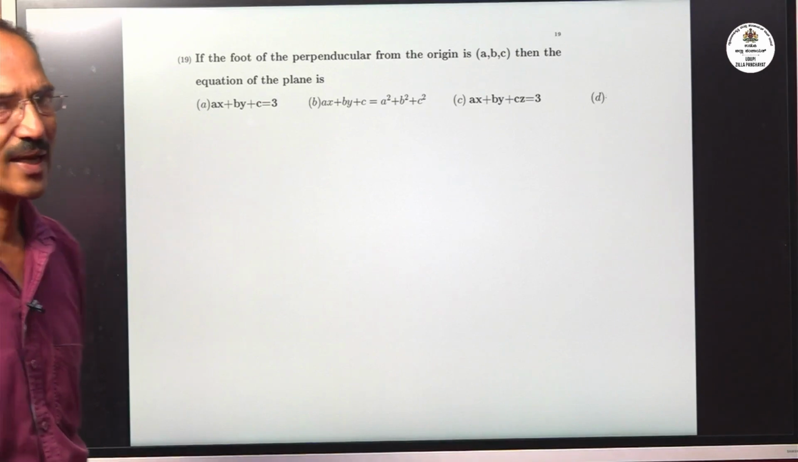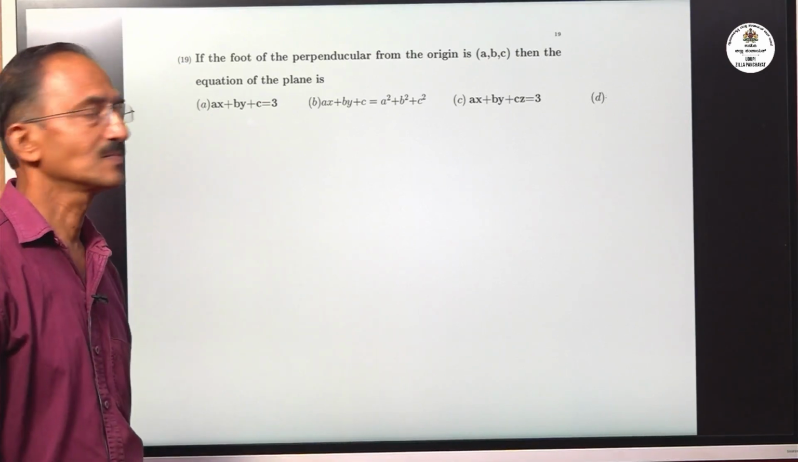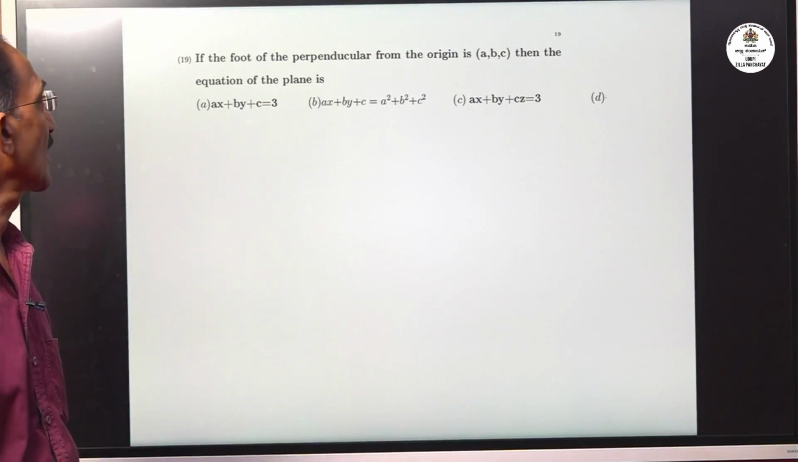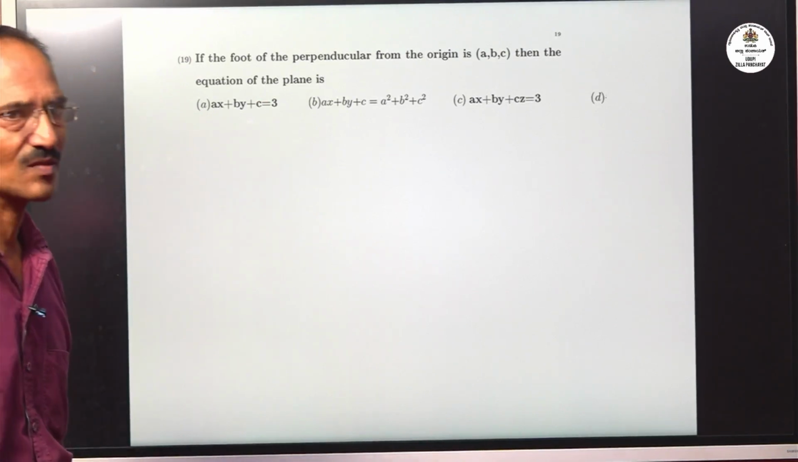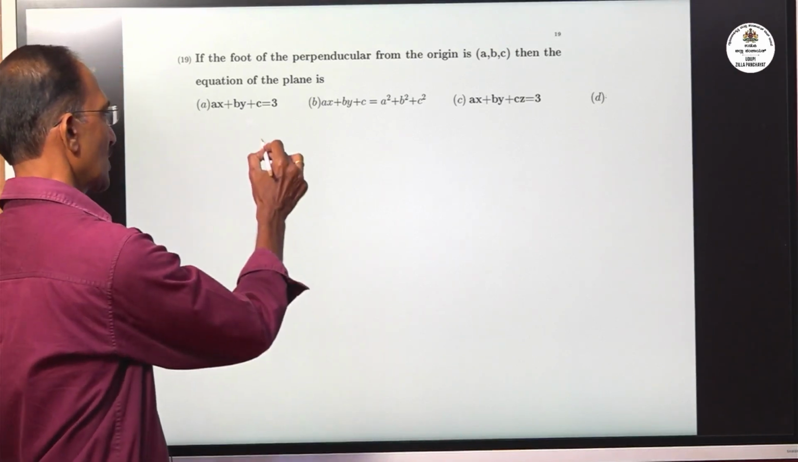Question number 19. If the foot of the perpendicular from the origin is (a, b, c), then what is the equation of the plane? So, the foot of the perpendicular from the origin.